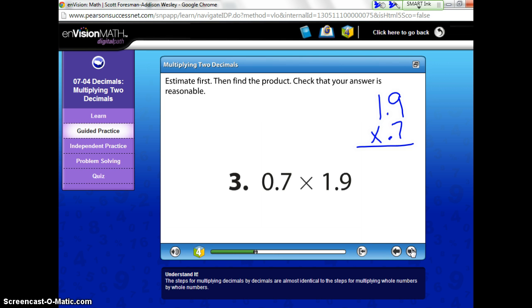7 times 9? 7 times 1? Plus 6 more? How many spots total do I need to move the decimal, Aaron? 2. 1 here, 2 here. There's my answer. Are you ready to do some practice problems?